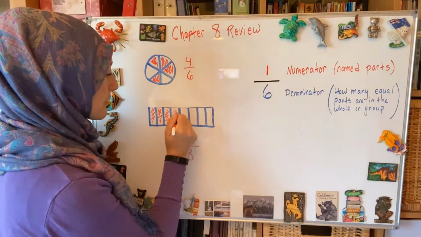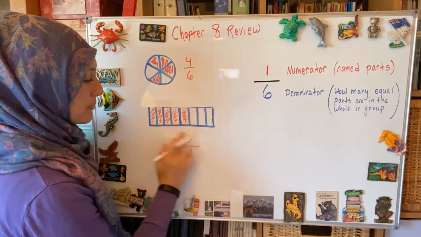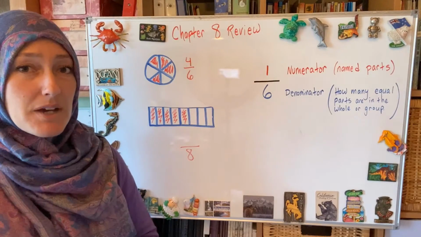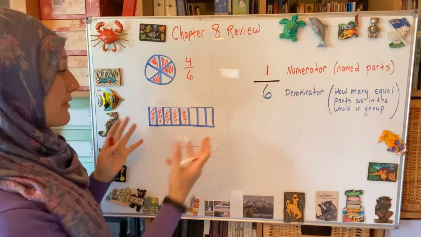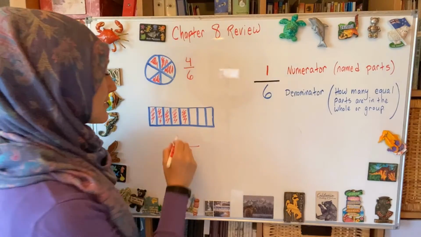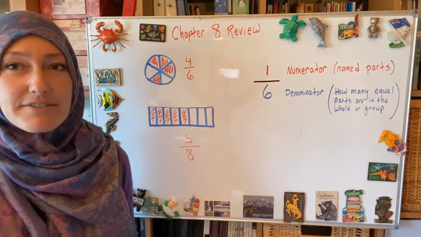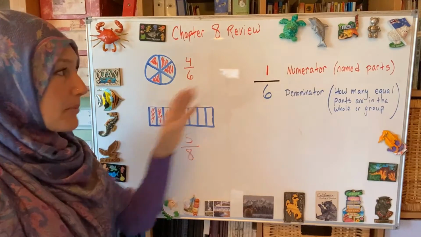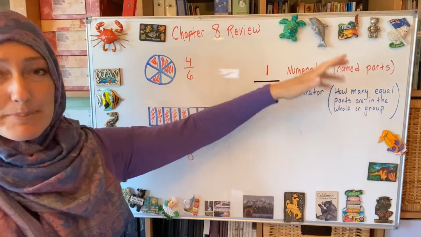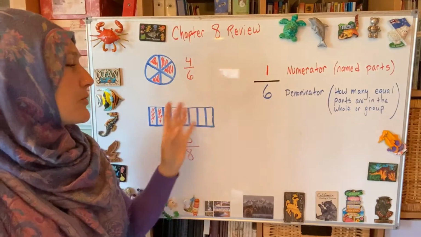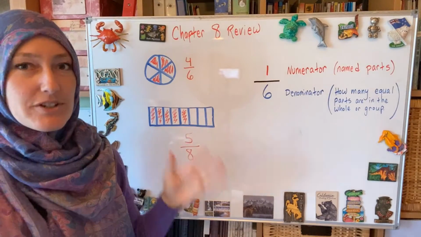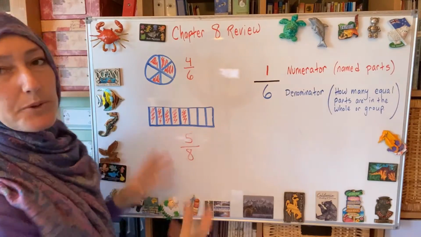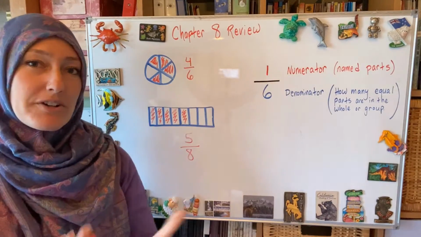If I shaded more, then my numerator would change. It's still an 1/8 sized part. I'm just changing how much I'm talking about. Now I'm talking about 5 out of the 8, so it would be 5/8. So that's another big idea. Numerator names the part that you're talking about. It depends on the question. Usually if it's just a model without any question, it's the part that's shaded. And then the denominator is how many total parts there are, or how many there are in the whole group.